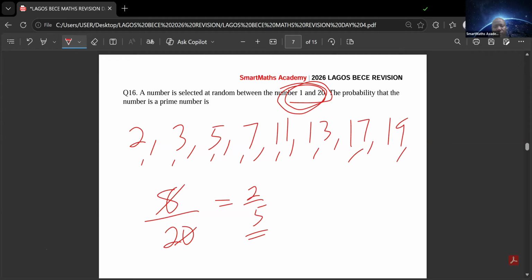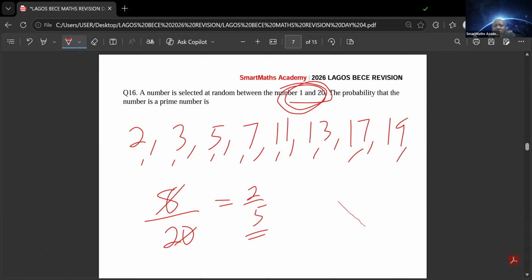Okay, we'll move to the next one. A letter is randomly chosen from the word mathematics. Find the probability that the letter is a vowel or the letter is M. Two things here. The letter is a vowel. How many vowels are in this word, mathematics? Then how many M are in this word?